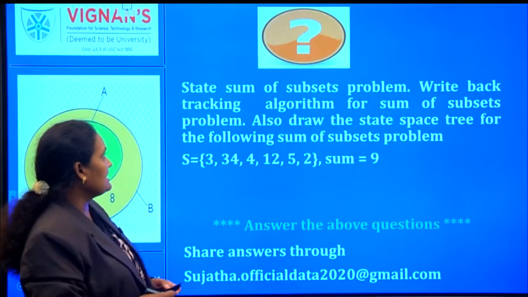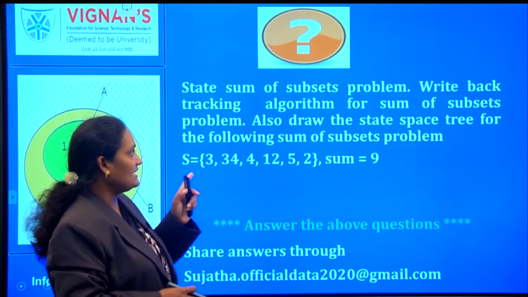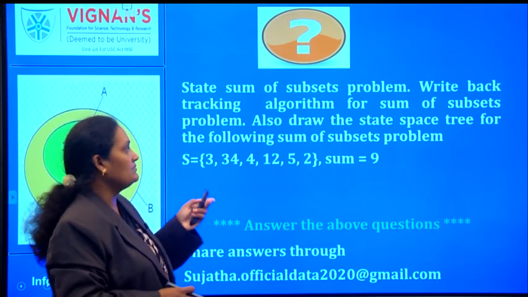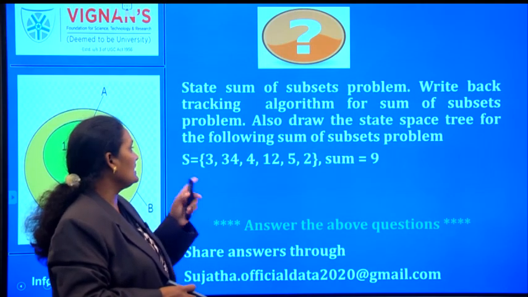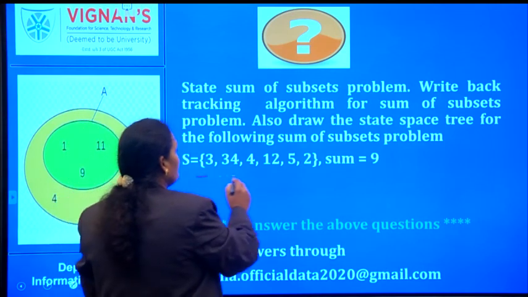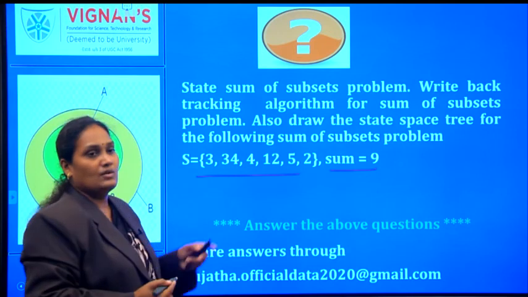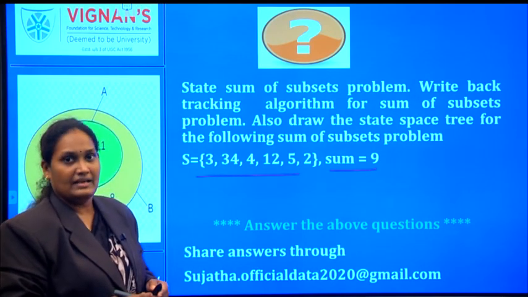The next question is, state the sum of subsets problem. Write the backtracking algorithm for the sum of subsets problem. Also draw the state space tree for the following sum of subsets problem. Here I have given a sum of subsets problem and also an integer value 9. For these values you need to construct a state space tree.